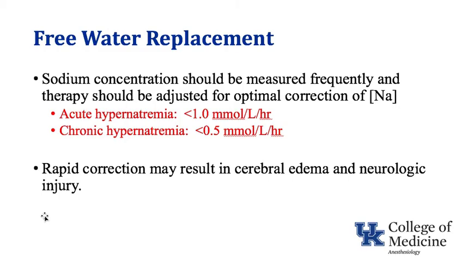The goal for acute hypernatremia is to correct the sodium less than 1 millimole per liter per hour, and in chronic hypernatremia, the sodium should be corrected more slowly, less than 0.5 millimoles per liter per hour. Overly rapid correction may result in cerebral edema and neurologic injury.